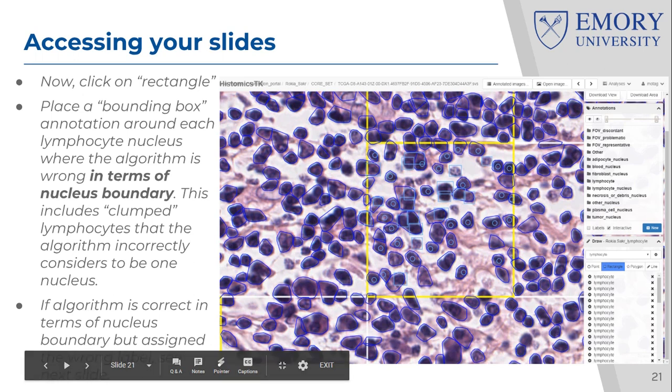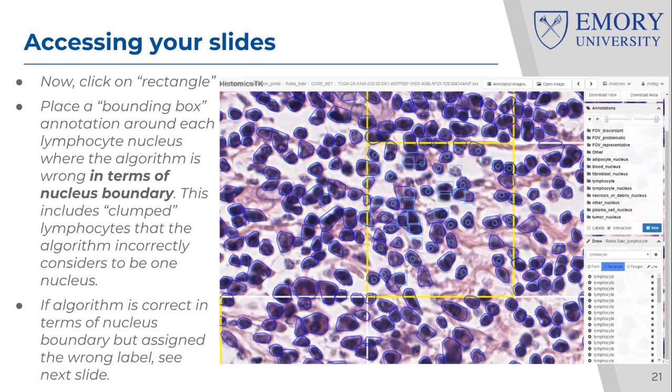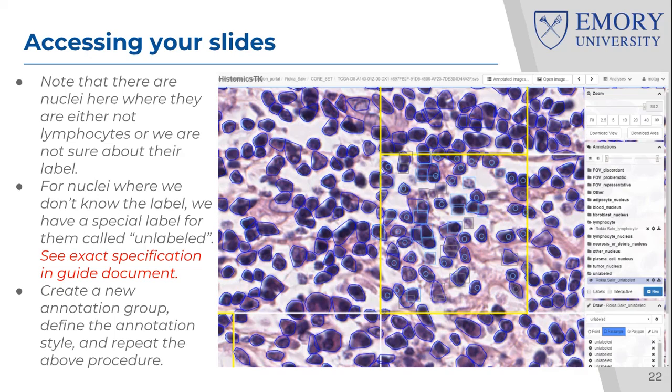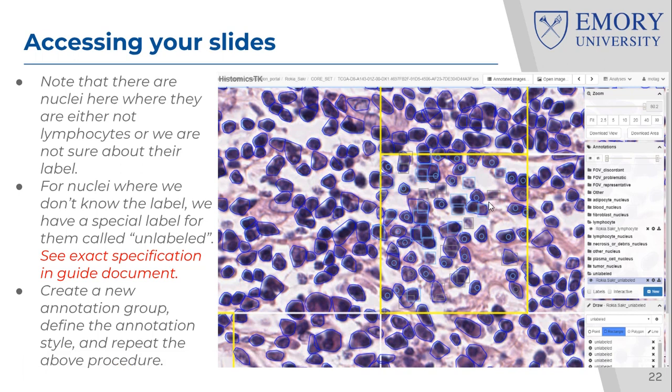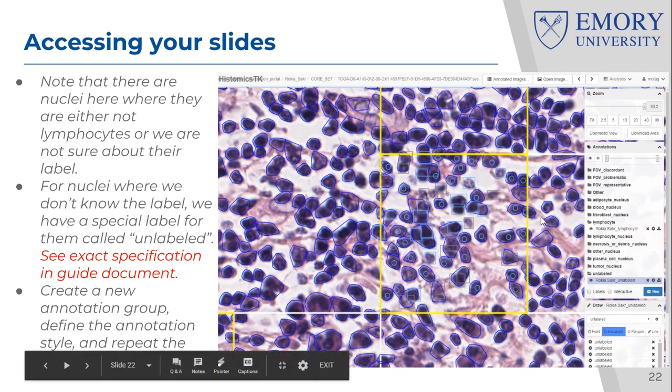So that is the second step. And then the third step is to do that for all the labels. So you can see here that there are nuclei where we're not sure, they're probably not lymphocytes. This one is like we don't know what it is. We're not sure if it's a fibroblast or if it's a lymphocyte. It is actually vague. It doesn't have the characteristics of either. And in that case, we just give it the label unlabeled, okay?